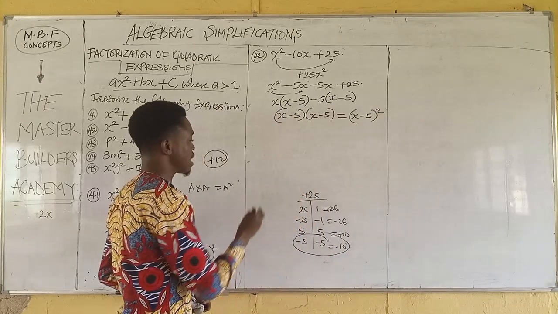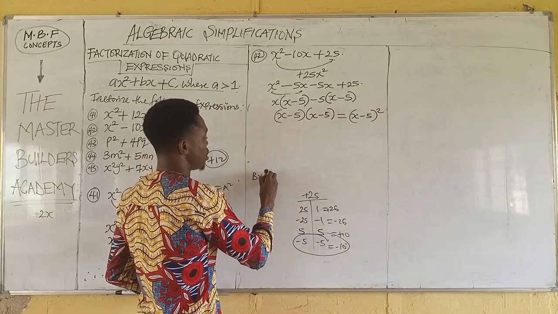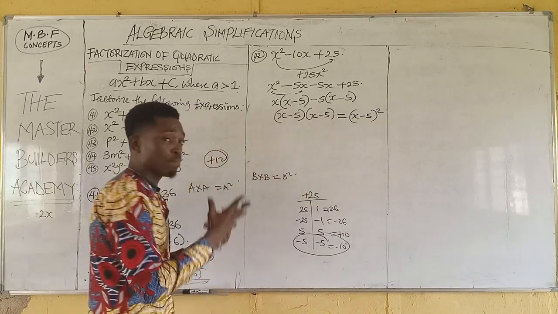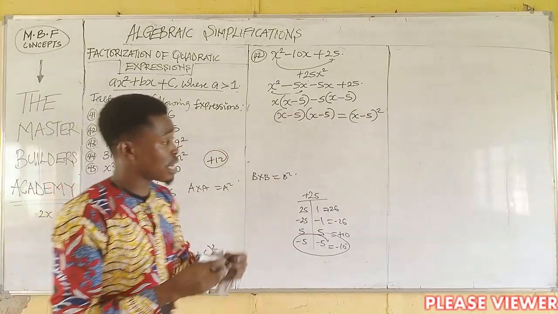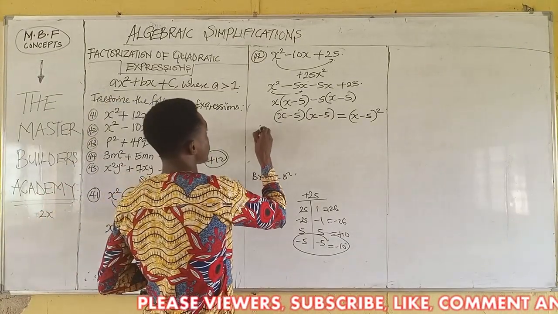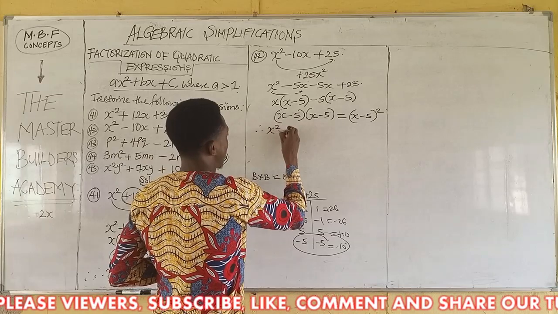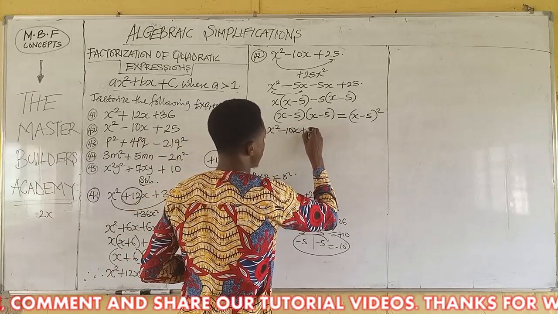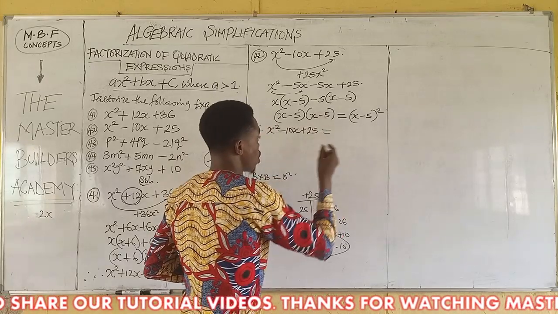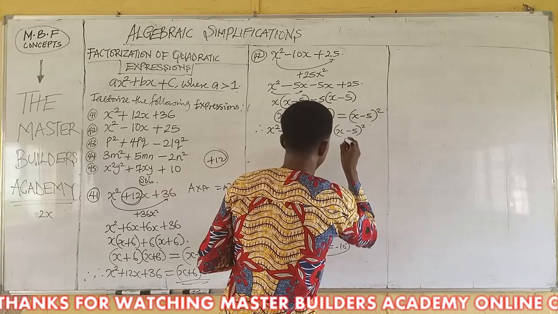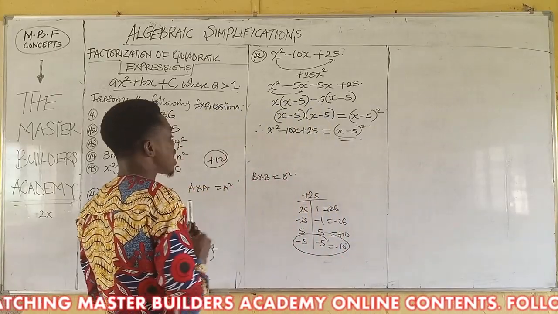Yes. If you agree that b times b is equal to b squared, therefore x minus 5 multiplied by x minus 5 would have given us x minus 5 all squared. Hope this is taken. Then finally, guys, x squared minus 10x plus 25 is equal to x minus 5 all squared. This is the answer to question number 42.